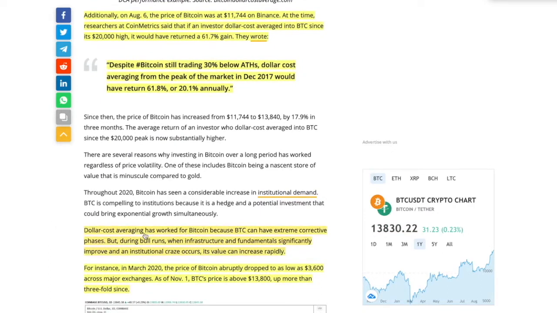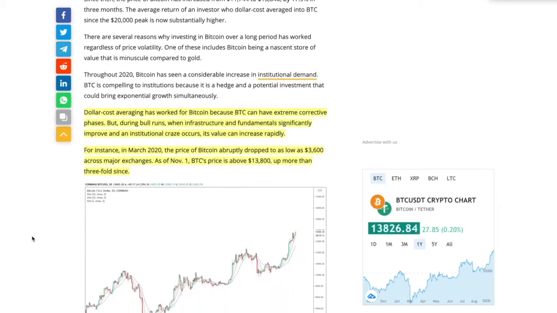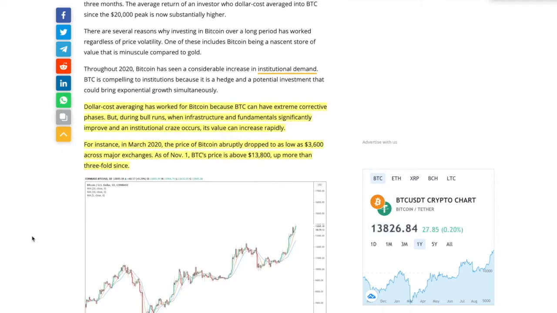Dollar cost averaging has worked for Bitcoin because Bitcoin can have extreme corrective phases. But during bull runs, when infrastructure and fundamentals significantly improve and an institutional craze occurs, its value can increase rapidly. Around March, the price of Bitcoin went to 3,600. Remember that? Fantastic day. If you picked it up, congratulations to you. But as of November 1st, Bitcoin's price is above 13.8, up more than threefold since. So there has to be a little bit more to it than just brainlessly dollar cost averaging $100.